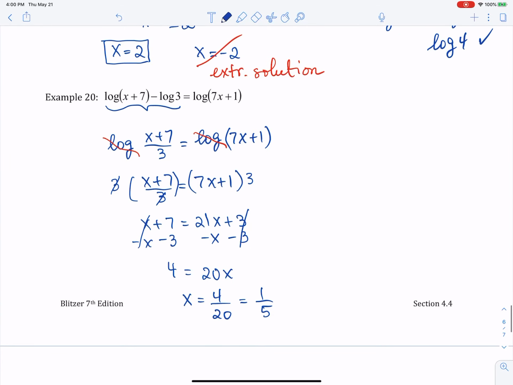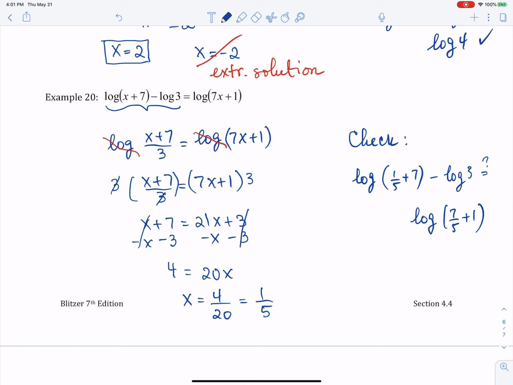Of course, I need to check. Logarithm of 1/5 plus 7, and it's not so much about checking if it's numerically correct as whether it is possible to be plugged in. So I see that there is no problem plugging in 7 times 1/5 plus 1. I can see that all arguments are possible, so most likely if I continue simplifying, I'm going to see that x is equal to 1/5 is a solution. And with this, I'm concluding this video.